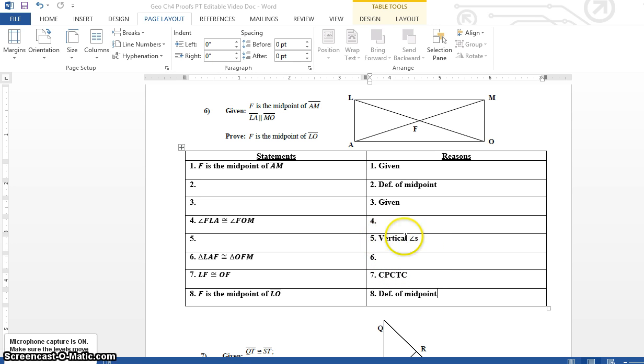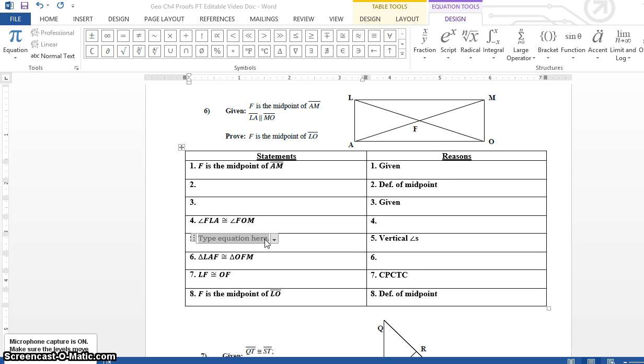And so we have vertical angles. What appears to be vertical angles in these triangles? We have LAF and we have OFM. Oh hey, these two angles. Those are my vertical angles. So angle, let's call it AFL, is congruent to, now make sure you're naming correctly, MFO, to make sure that my triangle's corresponding parts match up. Be careful about that.